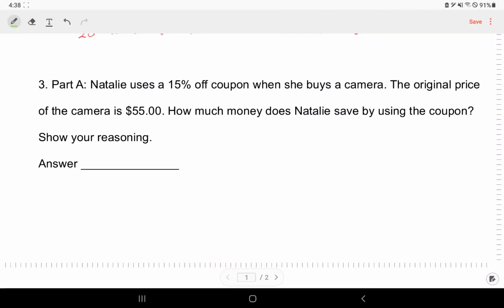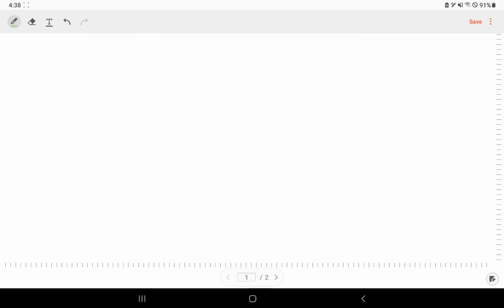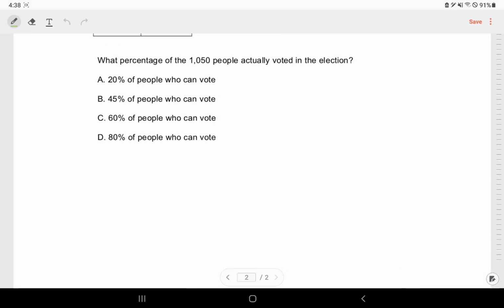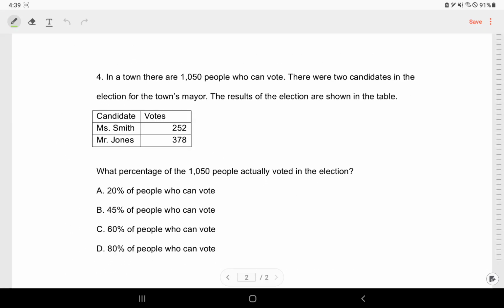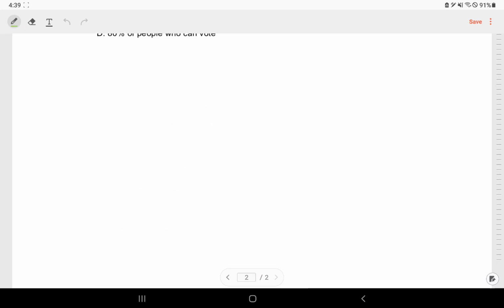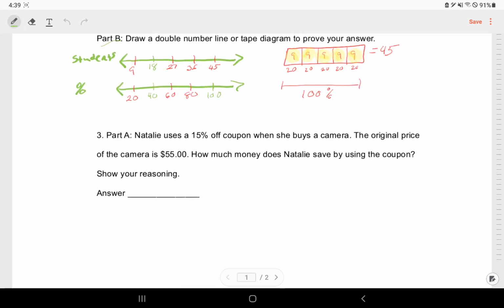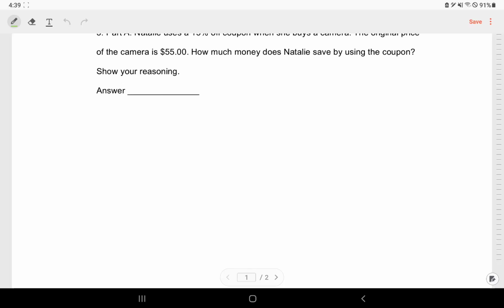Okay, question 3, part A. Natalie uses a 15% off coupon when she buys a camera. The original price of the camera is $55. How much does Natalie save by using the coupon? Show your reasoning. And then, real quick, if I scroll all the way back to it, I'm guessing the show your reasoning part is part B.